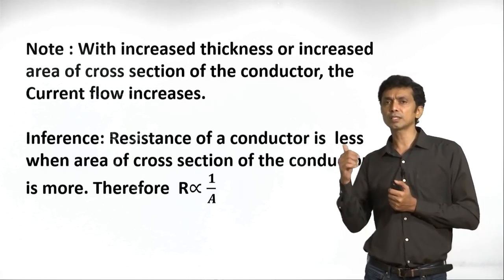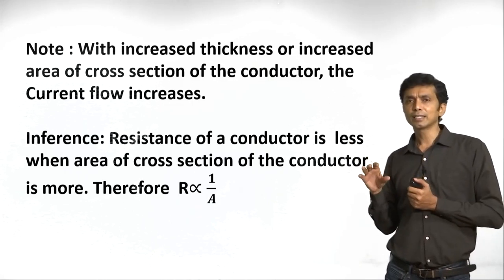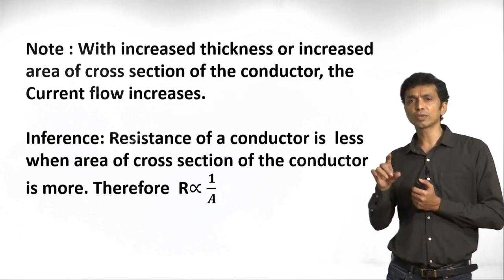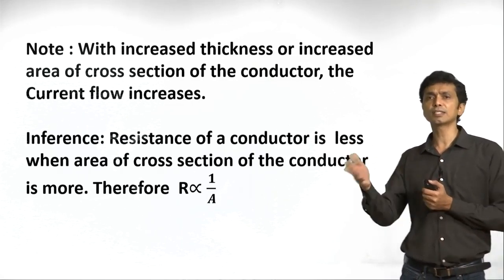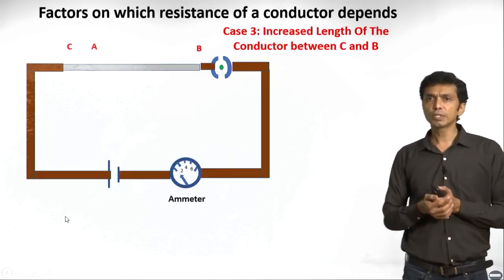For the flow of charges, resistance has to be less. So, here more charges passed because the resistance was less. Why was the resistance less? Because we increased the area of cross section. So, they are inversely proportional.